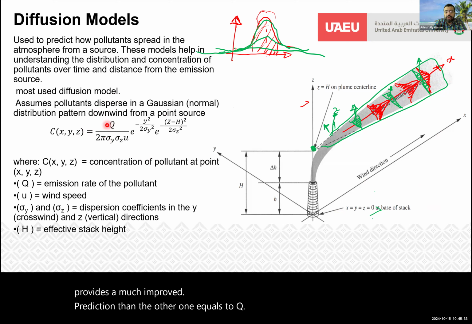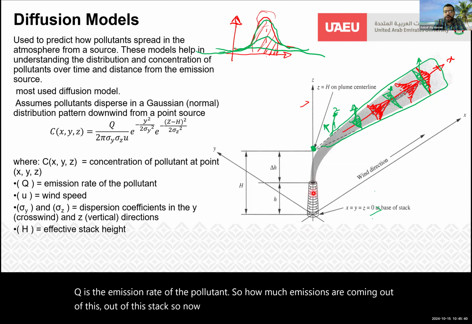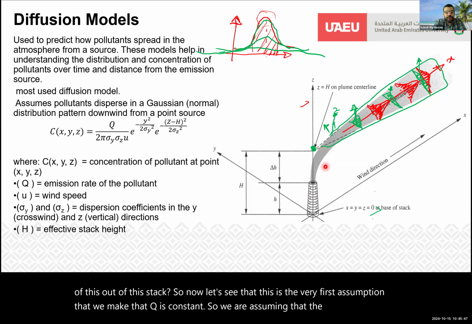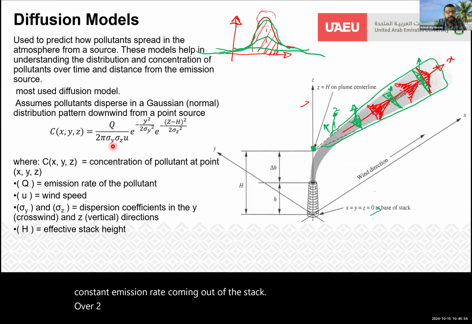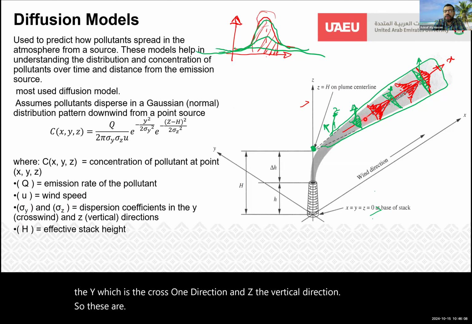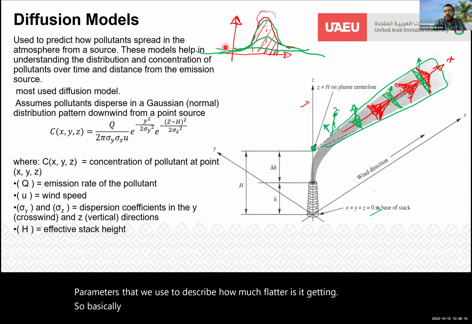Q is the emission rate of the pollutant. So how much emissions are coming out of this stack? Now let's see that this is the very first assumption that we make, that Q is constant. So we are assuming that the stack has a constant emission rate coming out of the stack. Now, sigma y and sigma z are dispersion coefficients in the y, which is the crosswind direction, and z, the vertical direction. So these are parameters that we use to describe how much flatter it is getting. So basically, this tells you how the shape is changing in the vertical direction and in the crosswind direction, in the y direction and the z direction.